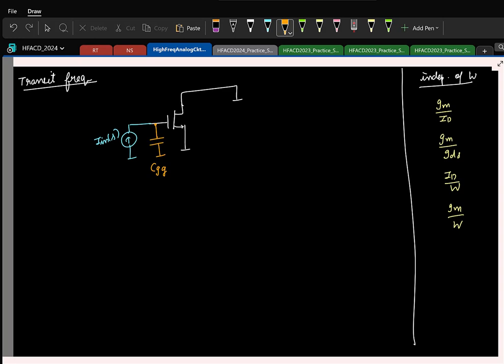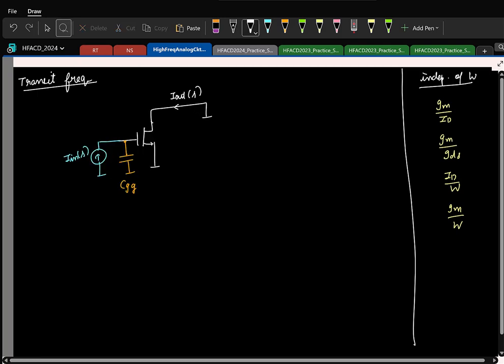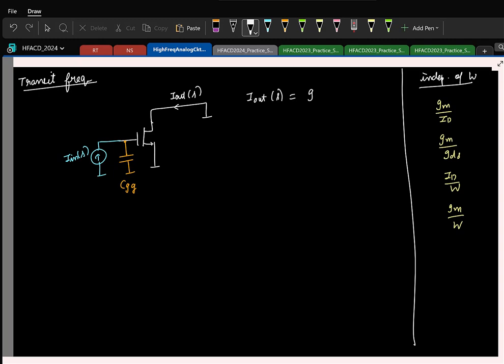Okay. Cool. So if this is the case, what can you say about the short circuit current I_out of s? What is the short circuit current? Okay, first of all, what is the gate voltage? Gate voltage is I_in of s by s CGG. So gm times the gate voltage is the output drain current. So the current gain, if I were to define it for this, is gm by s CGG.